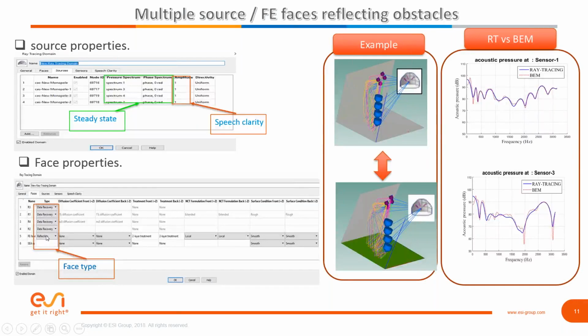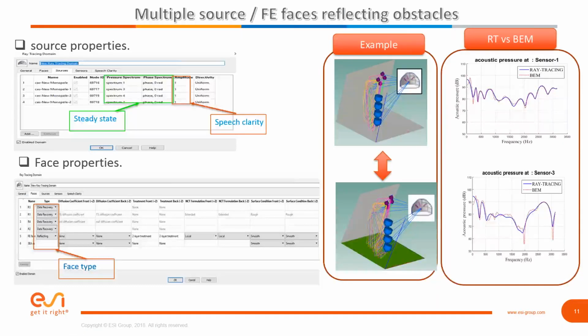You can specify it's a reflecting or a data recovery face, and then for both sides, you have options to do diffusion coefficient, that's a loss factor. If you have a multiple layer noise control treatment, which you've defined in another part, which you could be using for your SEA or other model. You've got noise control treatments. This is showing if you want to have an impedance applied, which can be complex, as I mentioned. And then finally, front and back surface, are they smooth and deterministic or rough with some scattering and some variation of reflection angle?